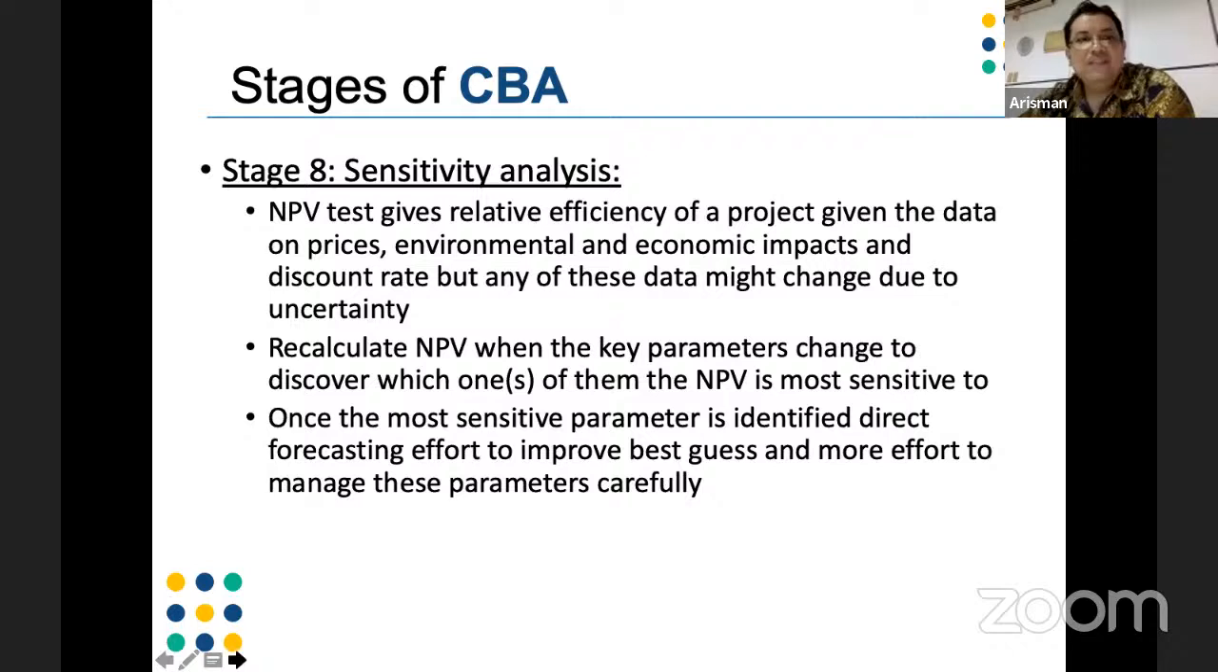So the last stage is where we do the sensitivity analysis. The NPV test gives the relative efficiency of a project given the data on price, environmental and economic impact, and discount rate, but any of this data may change due to uncertainty. So recalculate NPV when the key parameters change to discover which one NPV is most sensitive to. Once the most sensitive parameter is identified, direct forecasting effort to improve the best guess and put more effort into managing this parameter carefully. I think this is my last slide.